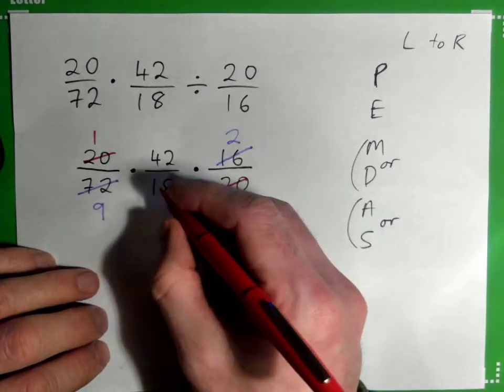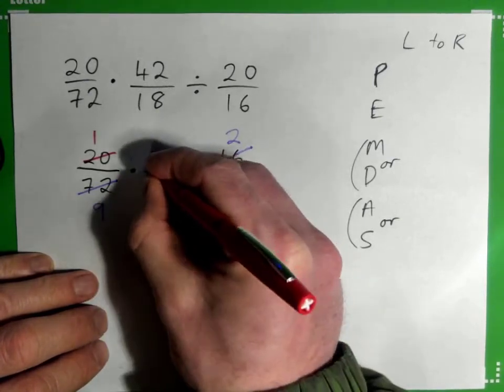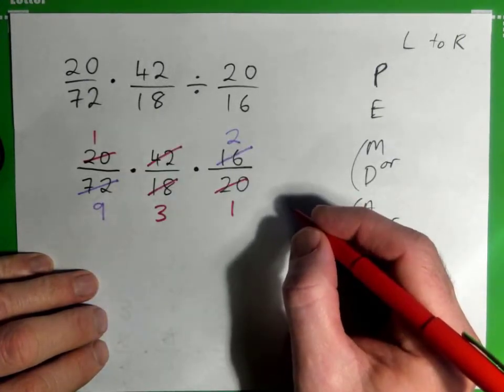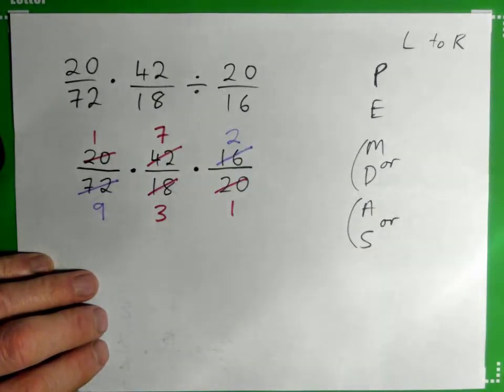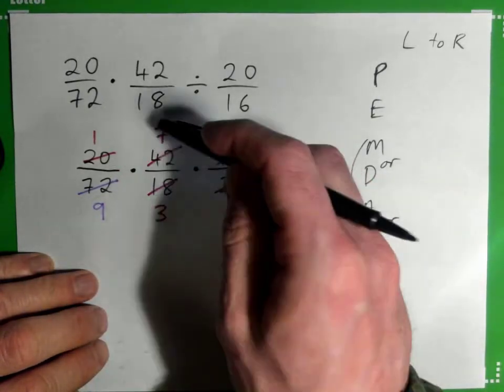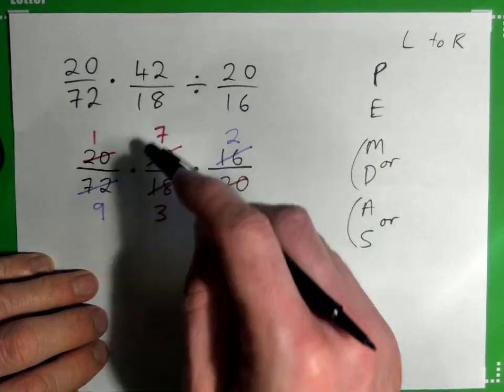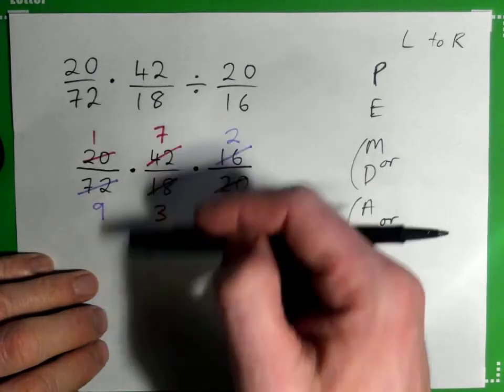6. Good job. 6 into 18? 3 times. 6 into 42? 7 times. Now we're talking. Now we're doing great. Now, is there anything else that cross cancels? Anything? Nope, there isn't.